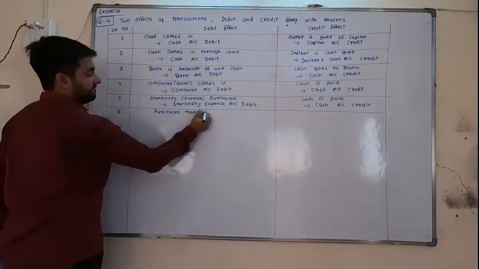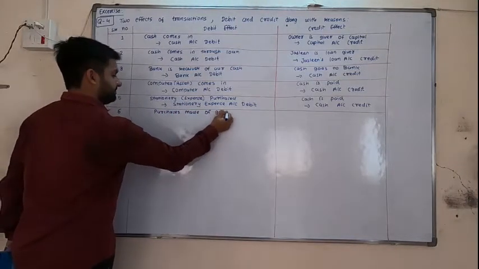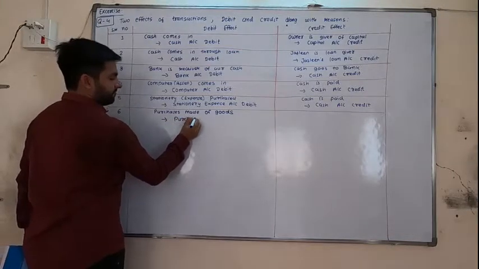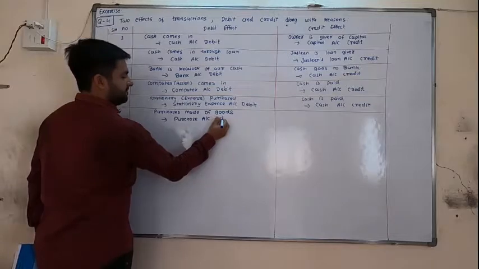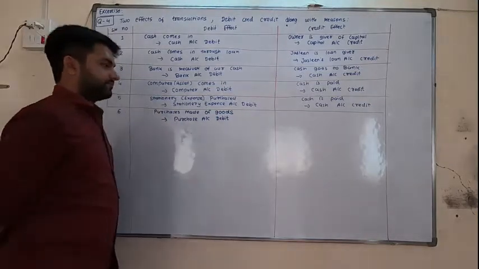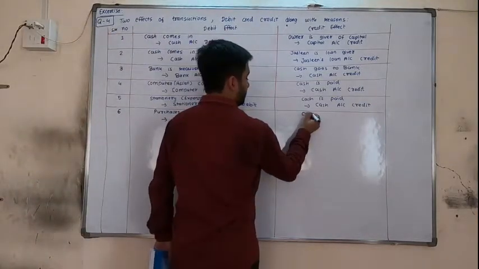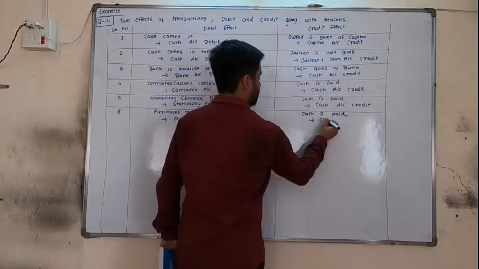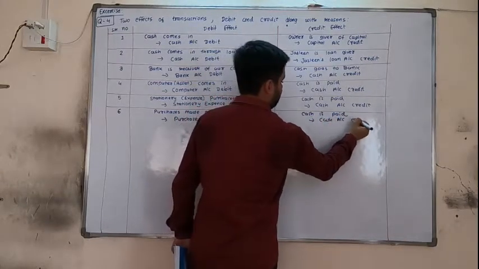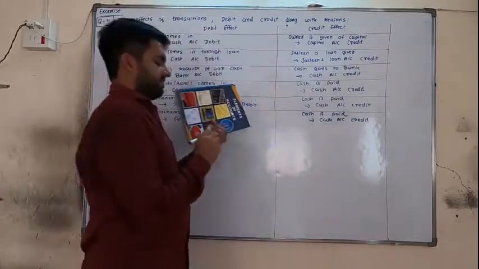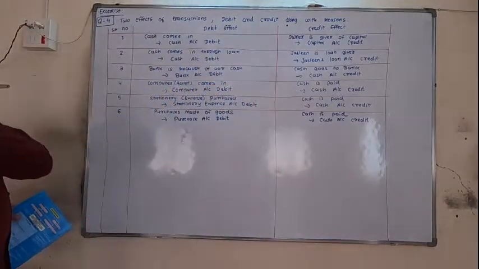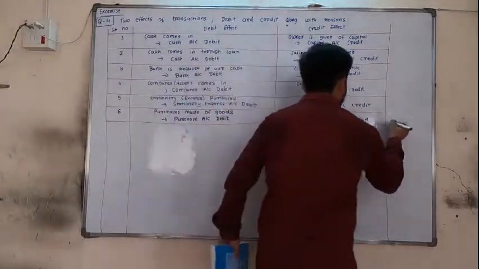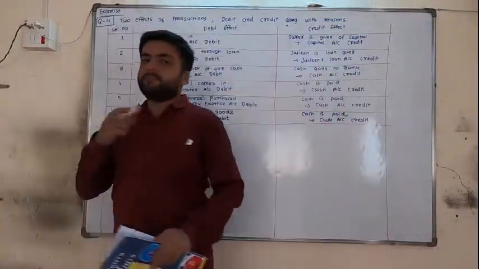Purchases made of goods. Purchase account debit. Cash is paid. Cash account credit. Next.